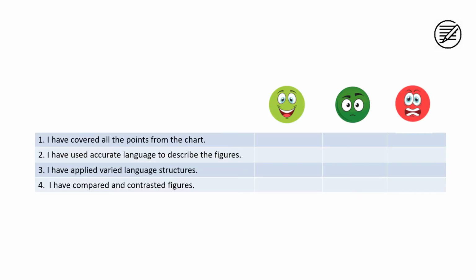I believe you are ready to summarize the data from your chart. Please make sure you have covered all the points from the chart, you have used accurate language to describe the figures, you have applied varied language structures, and you have compared and contrasted figures. Here is a checklist to help you with that.